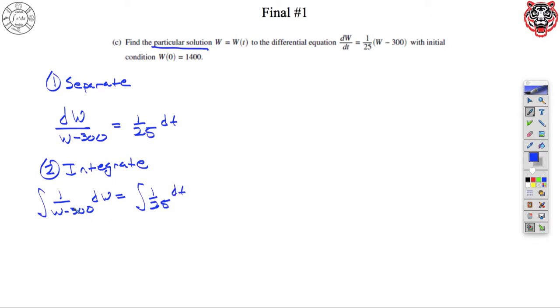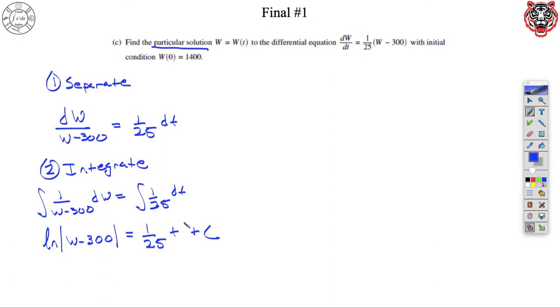So I need to actually find the antiderivative, and the antiderivative of 1 over anything is going to be the natural log of that anything. So it's going to be the natural log of the absolute value of w minus 300, and that's going to be equal to 1/25 times just t, and don't forget our plus c. All right, that was our integration.